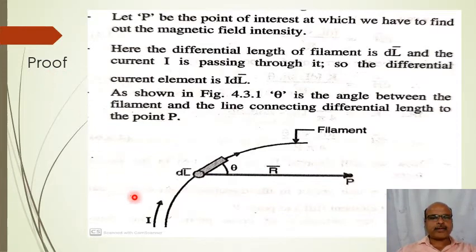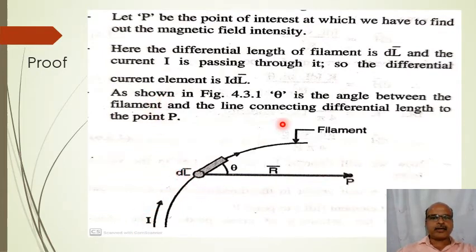Before starting, we have to consider this diagram, that is, let point P be the point of interest. This is a point P at which we have to find out magnetic field intensity. Here the differential length of filament is dl, and the current I is passing through it. So the differential current element is the product of I and dl, where dl is a differential length.